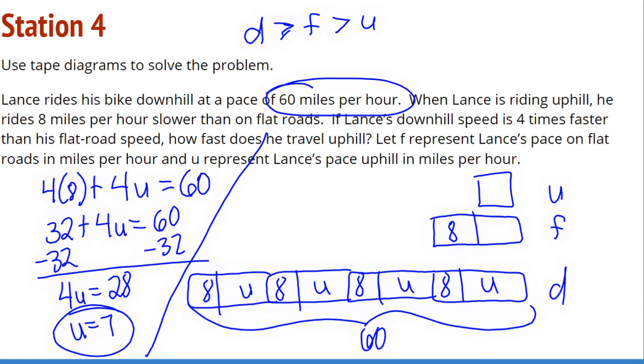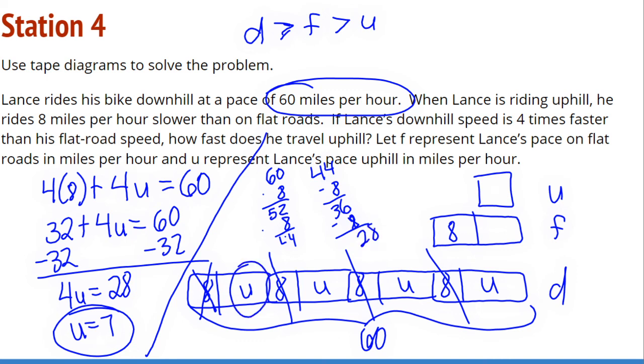Now, over here on the left-hand side, this is doing it algebraically. Let's just look at the tape diagram that I've got here. I had 60, and I'm going to take out the 8, and that's going to leave me with 52. Take out another 8, and that's going to leave me at 44. Take out another 8, and that's going to leave me at 36, and take out my last 8. 36 minus 8 is going to leave me at 28.